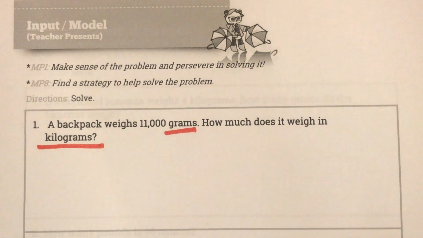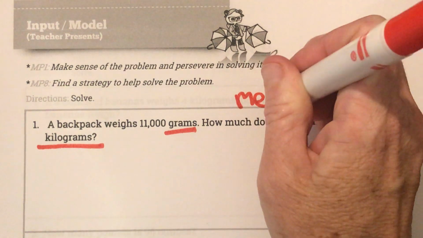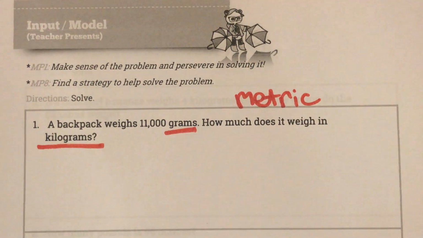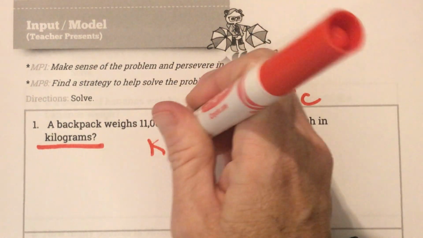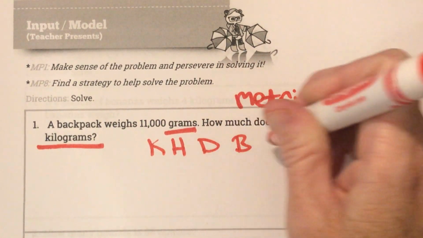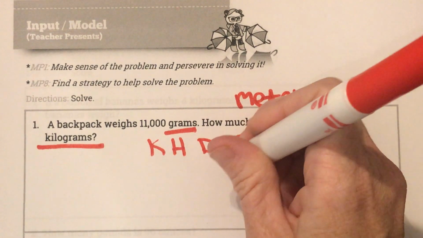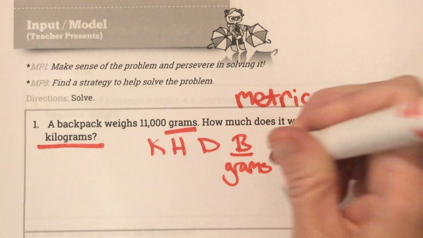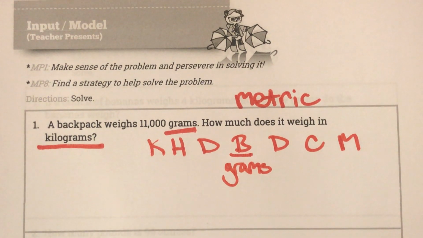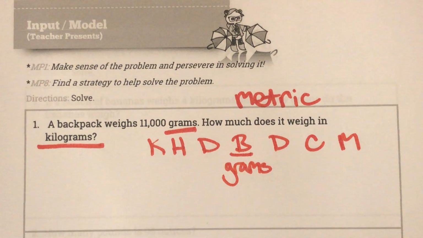Okay, so step 1 is determine what system I'm using, US or metric. And that is part of the metric system. So step 2 is I'm going to use my tool. My tool for the metric system is King Henry died by drinking chocolate milk. And my base measurement for weight is grams. Remember we said our bases are meters, liters, and grams. Meters for length and then grams for weight.